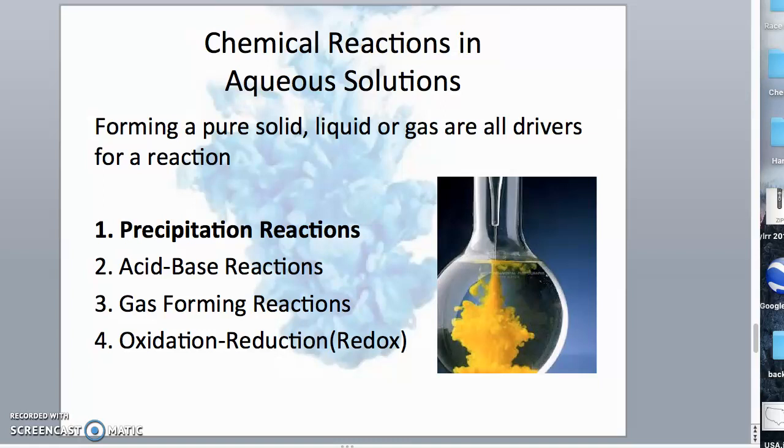Not all elements or compounds will react. Something needs to drive the reaction. Formation of a pure solid, liquid, or gas will drive a reaction to occur. We will start by examining precipitation reactions. A precipitation reaction forms a pure solid. This can be observed visually.